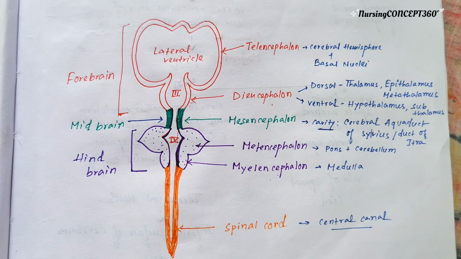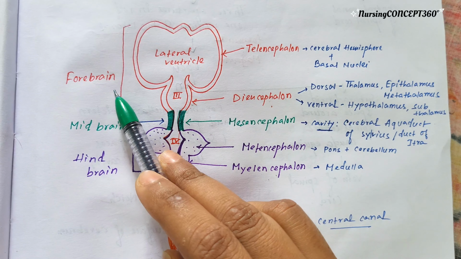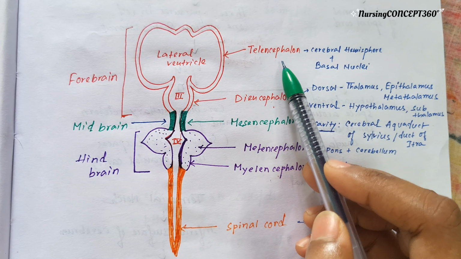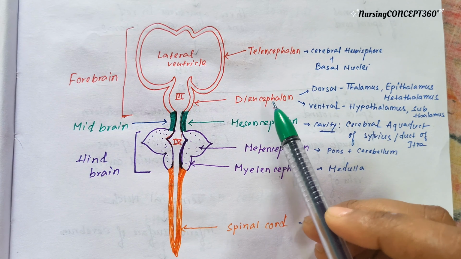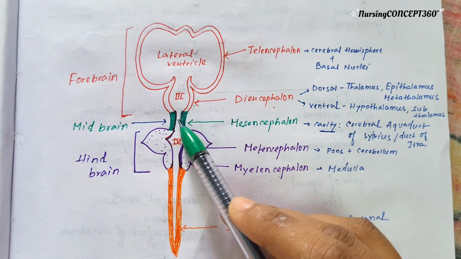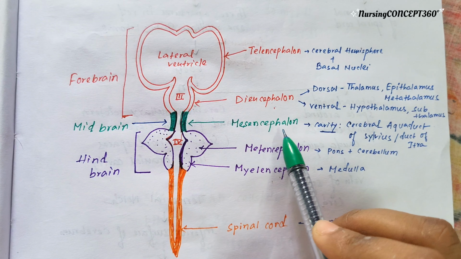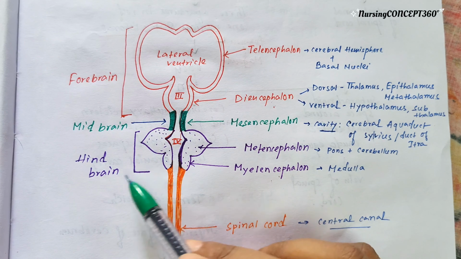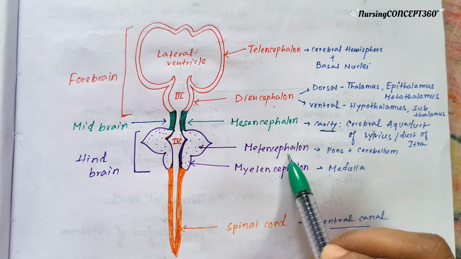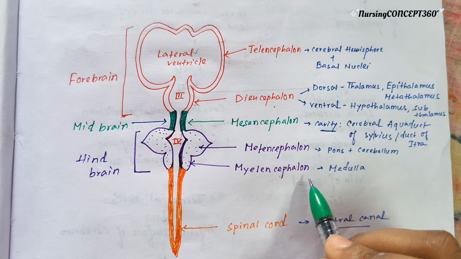Let's see the three parts of the brain. First of all, this is the forebrain, and the forebrain is divided into two parts, that is telencephalon and diencephalon. This part is the midbrain, and it is called mesencephalon, and this part is the hindbrain, and the hindbrain is differentiated into two parts, that is metencephalon and myelencephalon.